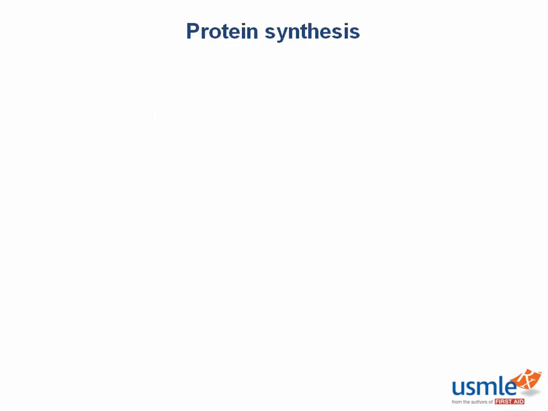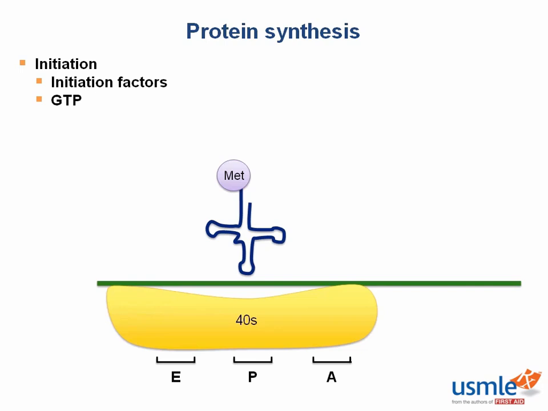Protein synthesis occurs in 3 steps: initiation, elongation, and termination. Initiation involves the assembly of the mRNA, the 40S ribosomal subunit, and the initiator tRNA, which will almost always be the tRNA loaded with methionine.